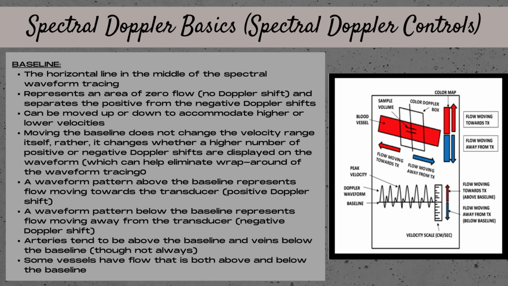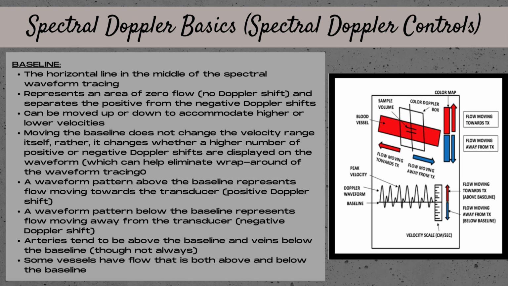And it separates the positive from the negative Doppler shifts. And this baseline can be moved up or down to accommodate higher or lower velocity flow. Moving the baseline does not change the velocity range itself. Rather, it changes whether a higher number of positive or negative Doppler shifts are displayed on the waveform, which can help eliminate wraparound of the waveform tracing.